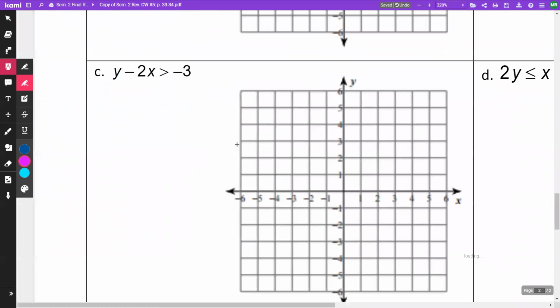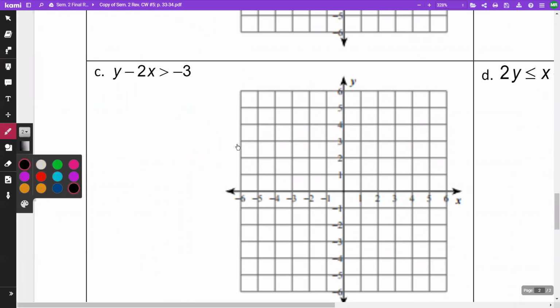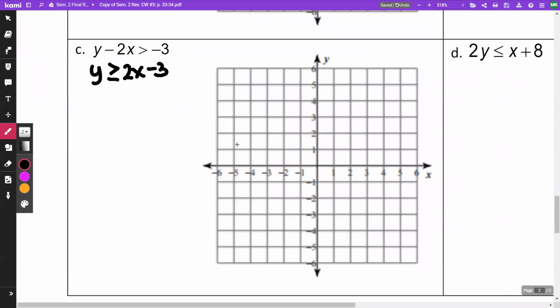Now on C, this one's not in y form, so let's get it in y form first. So basically, I'm going to add 2x to both sides. So I'm going to get 2x minus 3. And now I'm going to be shading above because this is greater than or equal to. Make sure you get it in y form before you decide. So for this one, my y-intercept is going to be -3. My slope is a 2/1, which means up 2, right 1. So up 2, right 1.